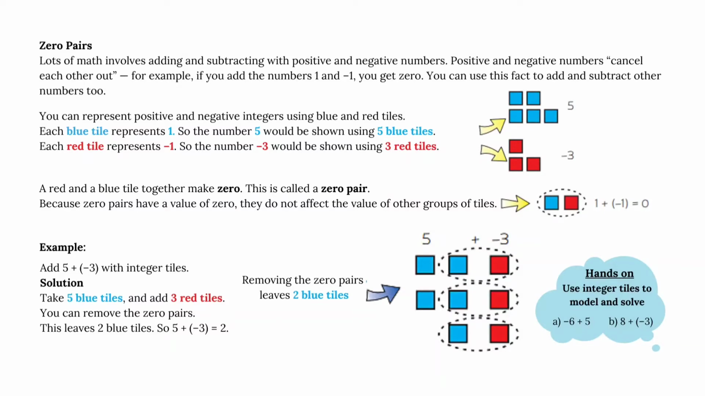Add 5 and negative 3 with integer tiles. Take 5 blue tiles and 3 red tiles. You can remove the zero pairs. This leaves 2 blue tiles. So 5 plus negative 3 is equal to 2. Now it's your turn to have some hands-on activity. Use integer tiles to model and solve the sum of negative 6 and 5 and the sum of 8 and negative 3.